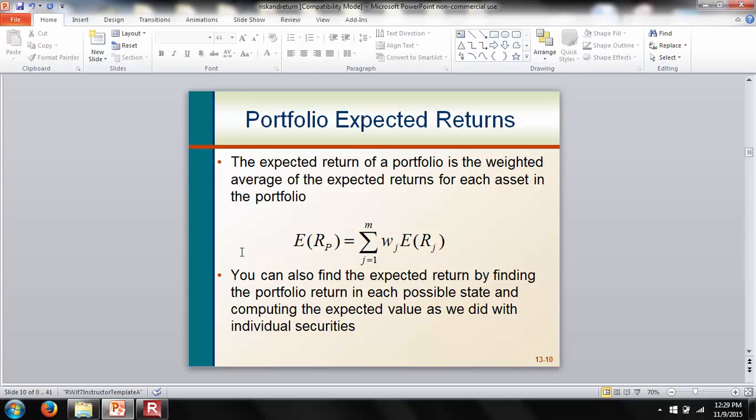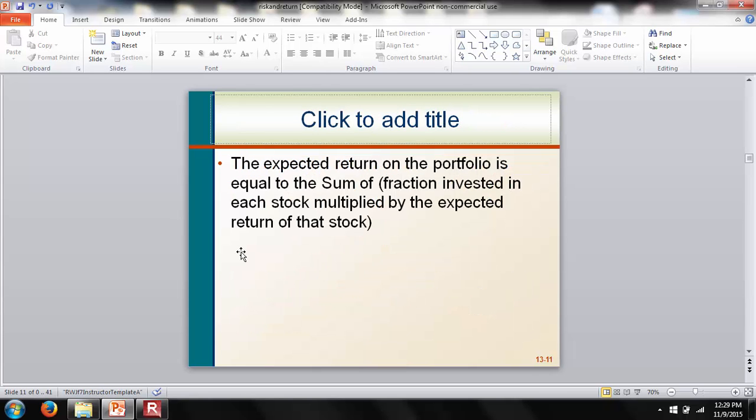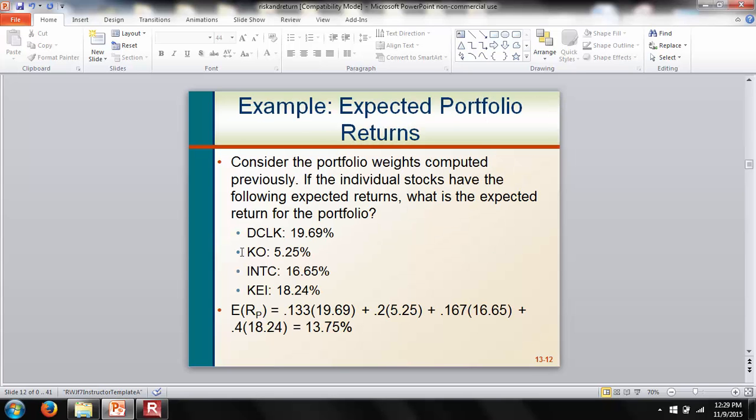Okay. So what is the portfolio expected return? It's pretty straightforward. The expected return on the portfolio is the weighted average return. So basically here, what we do is the weight of each investment multiplied by the expected return. So the weight of each investment is the fraction invested in that stock. So the expected return is equal to the sum of the fraction invested in each stock multiplied by the expected return of that stock. Okay?